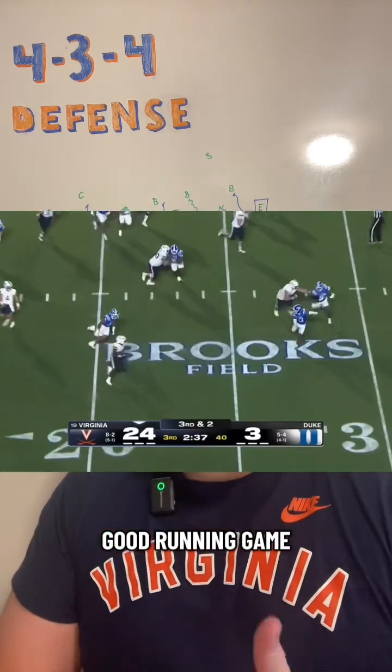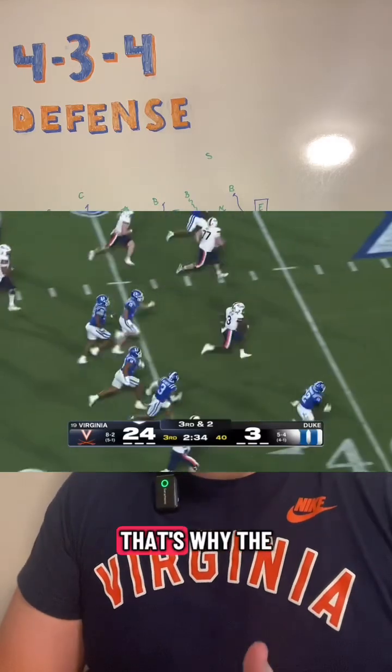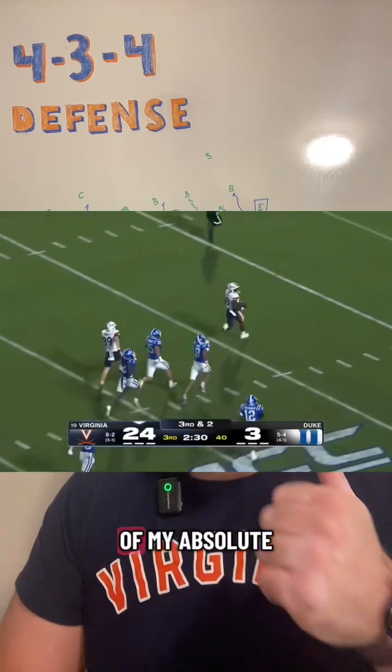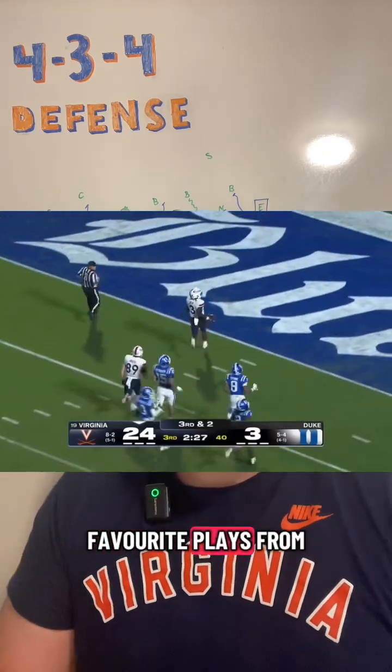This is what good running game football looks like. That's why the University of Virginia won in this game against Duke, and it's why this is one of my absolute favorite plays from the season.